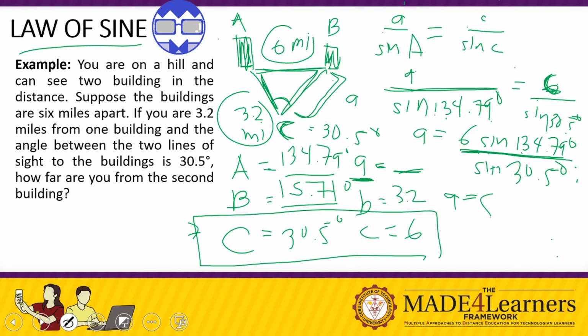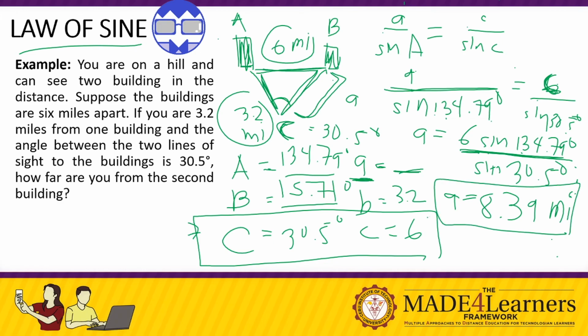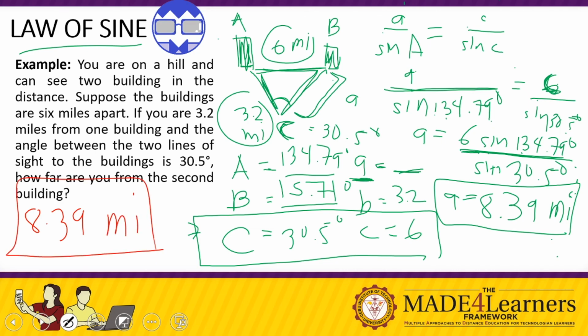So using your calculator, 6 sine of 134.79 divided by sine of 30.5 will give us 8.39. And of course the unit, which is miles. So this is the final answer. The distance is 8.39 miles. Final answer.